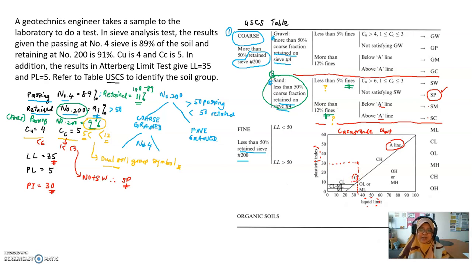The fines, 9%, are a clay soil, so it is above the A line. So we can match the dual symbol, which is SP-SC. This is the answer for this soil sample.